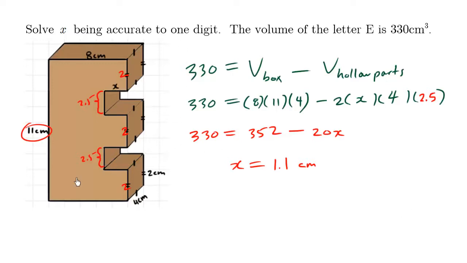So the key for these unusual questions is, remember, the volume of this strange shape is going to be the volume of the entire object, subtract the empty holes. And as long as you set up that equation, you're going to end up solving for that unknown variable. There's only one unknown variable and a bunch of numbers. It's definitely possible to solve x.